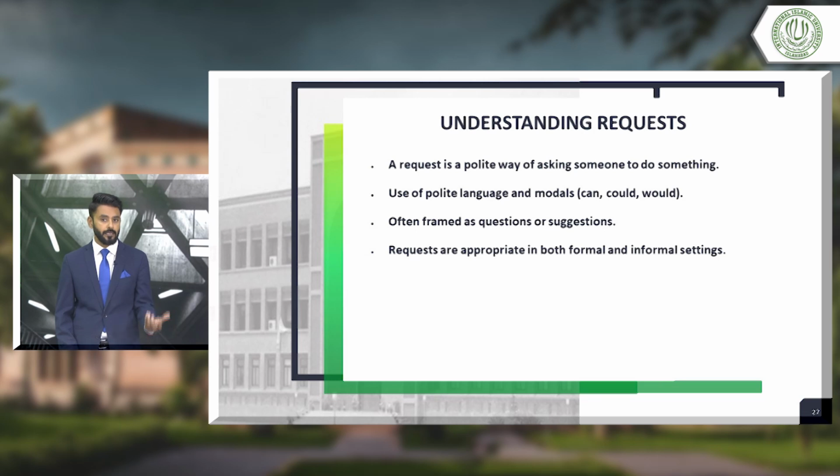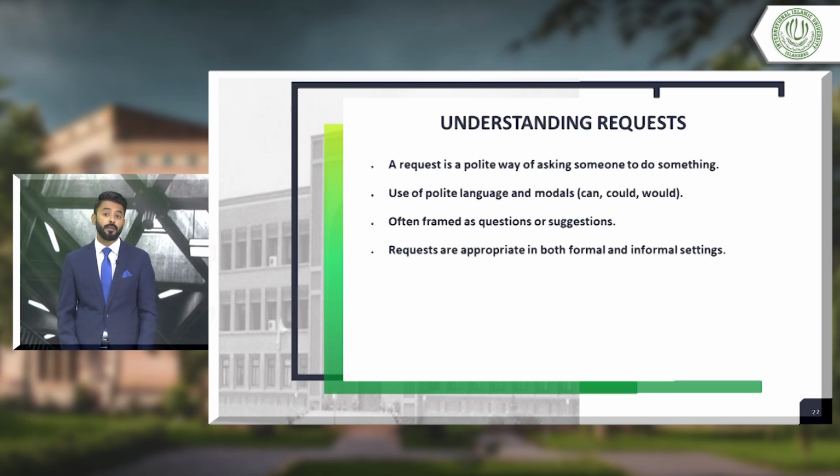So basically you are not asking a question here, you are asking him to do something. And the second point of a request is that here we use polite language, and we use modal verbs like can, could, would, etc. And of course it is framed as a suggestion or a question. It can be a question, but that question won't be called a general question, it would be termed a request. And it can be a suggestion as well, for example you can say please sit there. Now this is a request formed in a suggestive way.